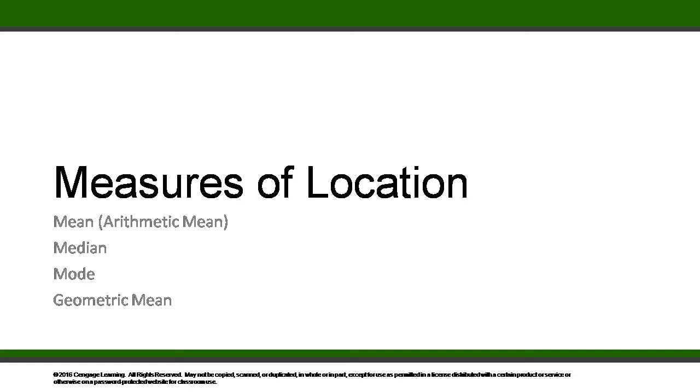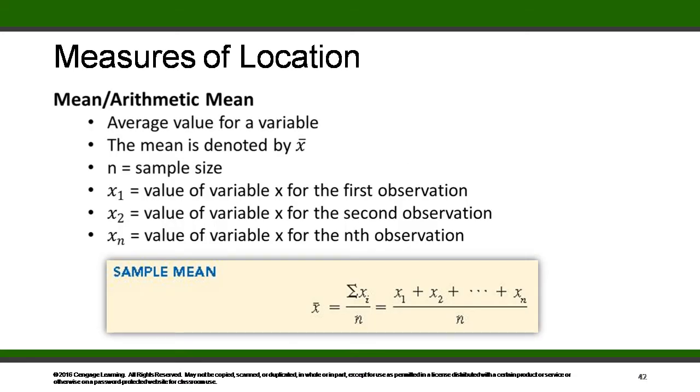Measures of location using mean or arithmetic mean. This is the average value for a variable. It provides a measure of central location for the data and is denoted by x bar for sample data. Here n is the sample size, x1 is the value of the variable x for the first observation, x2 the value of the variable x for the second observation, and xn is the value of the variable x for the nth observation.